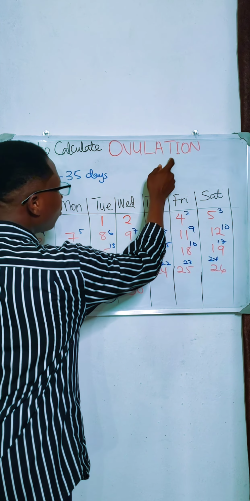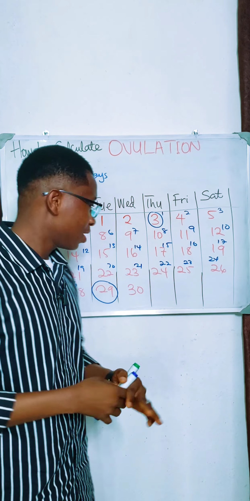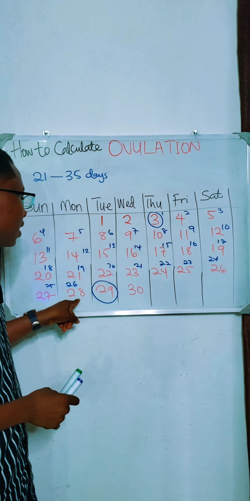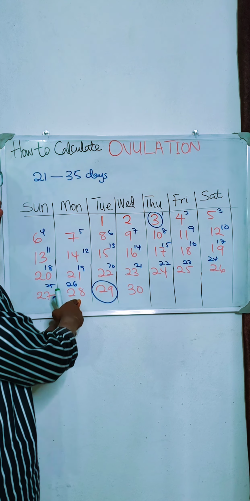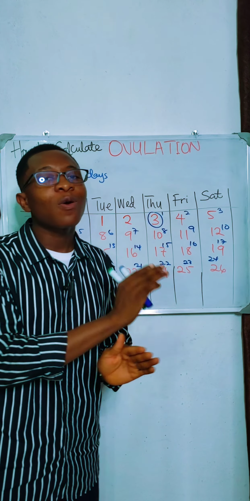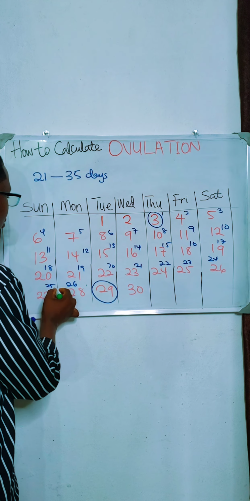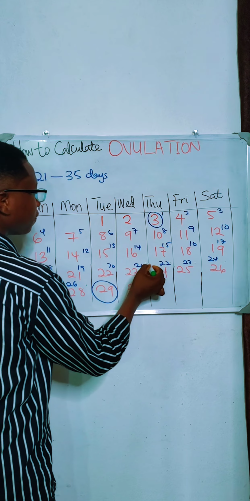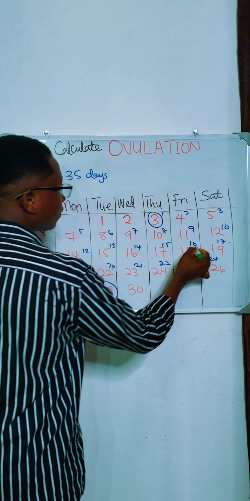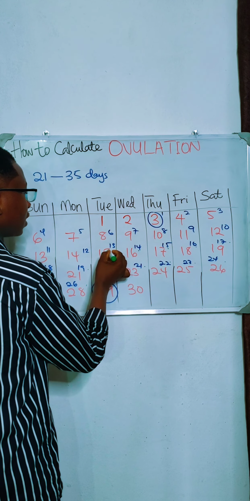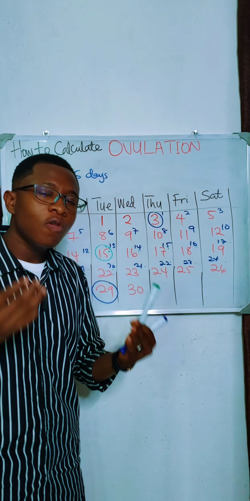Now, how do you know the day you are ovulating? It is very simple. You will start from this day, which is the day before your next period, which is 28. You will count 14 days backwards. So let's do that. If you count 14 days backward, this is 1, 2, 3, 4, 5, 6, 7, 8, 9, 10, 11, 12, 13, 14. So on the 15th, you are likely to be ovulating.